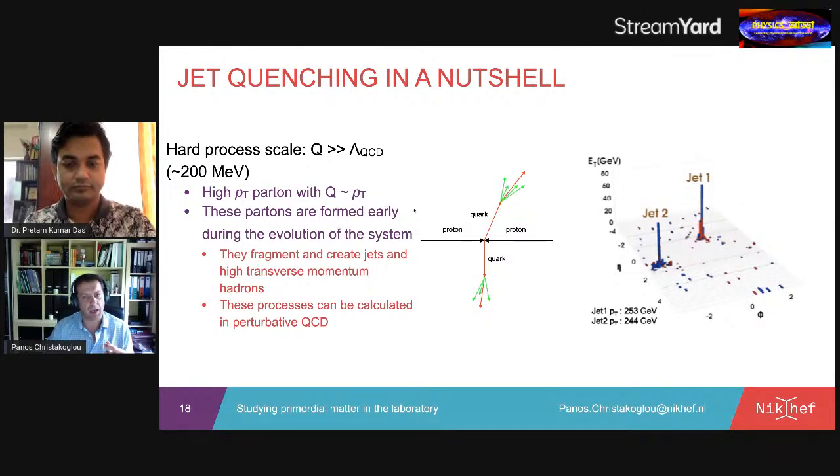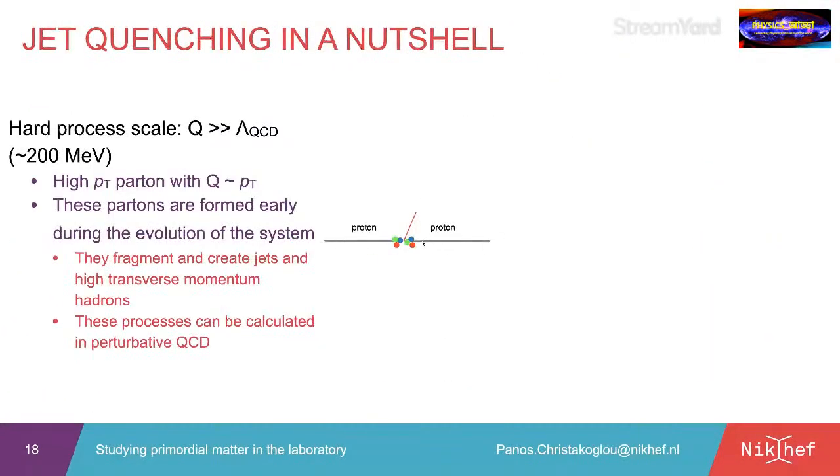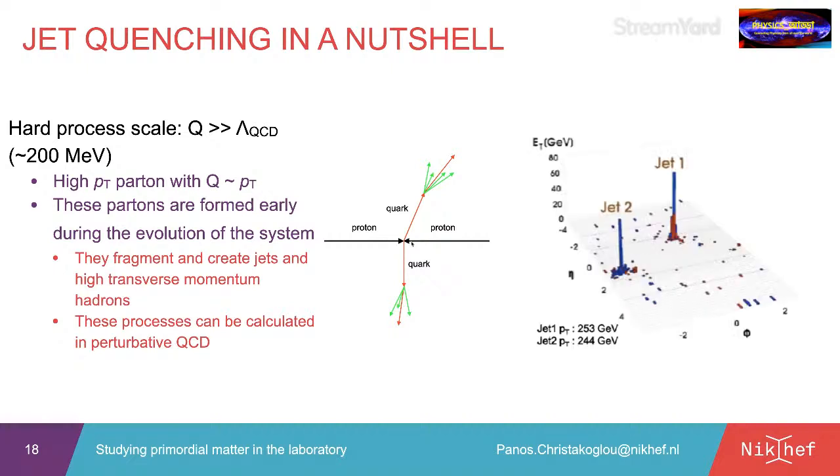So this animation that I had here indicates how such a hard process emerges from the vacuum. In the case of proton-proton collisions, you do have this hard process. You emit a pair of quarks. They are emitted in the transverse plane in a back-to-back topology just to conserve energy and momentum. These are fundamental conservation laws in nature.